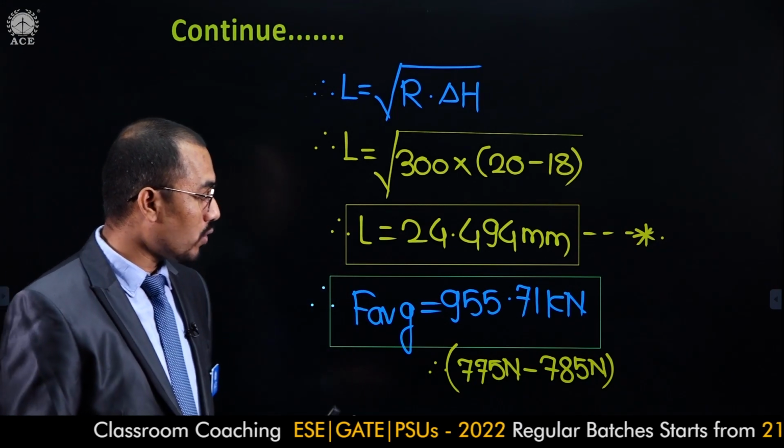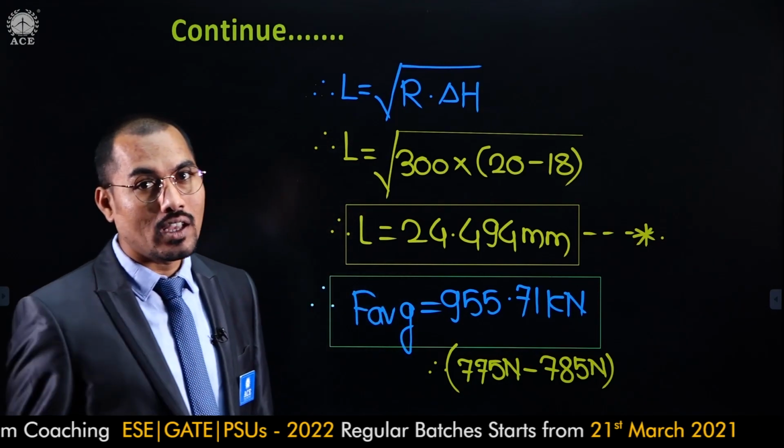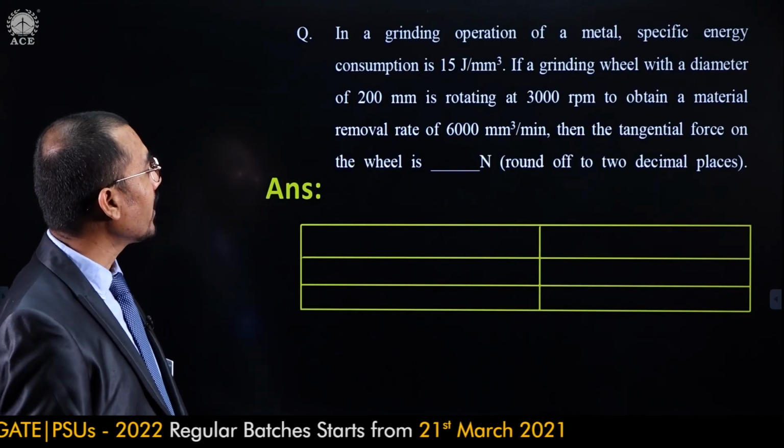Should the answer be 955.71, or does the range have to be increased, or what? The range has to be increased. That is exactly what we need to do. Right, fine. I hope you are understanding both the cases. And there is one more question asked.